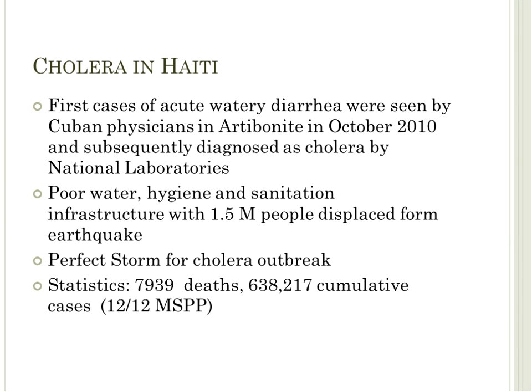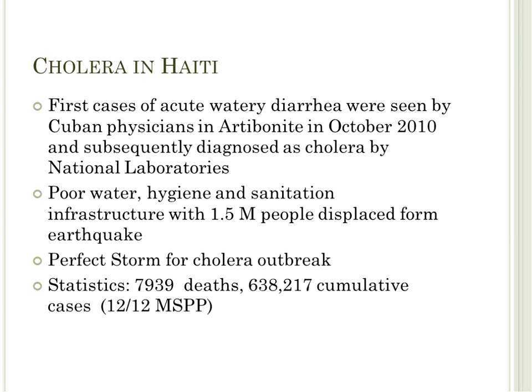So let's compare that to the epidemic that took place in Haiti. There were a few cases of acute watery diarrhea that were first noticed by Cuban physicians that lived in the Artibonite area, which is around the north of Port-au-Prince. This was first noticed in October 2010. And these cases were subsequently diagnosed as cholera by the national laboratories in Haiti that were assisted by the CDC.